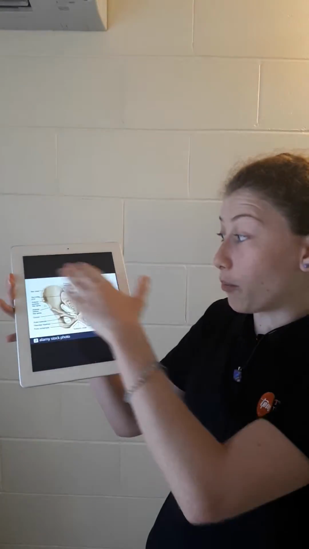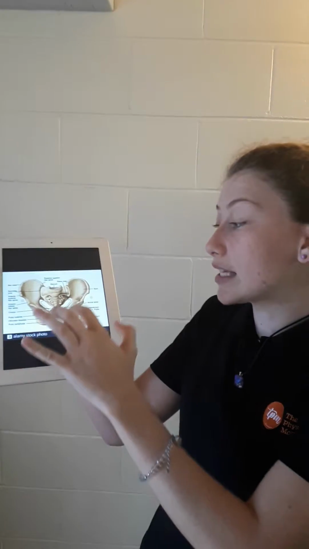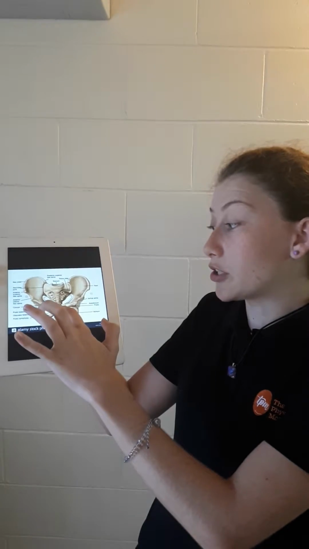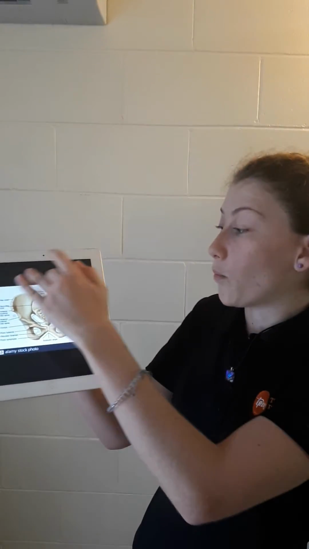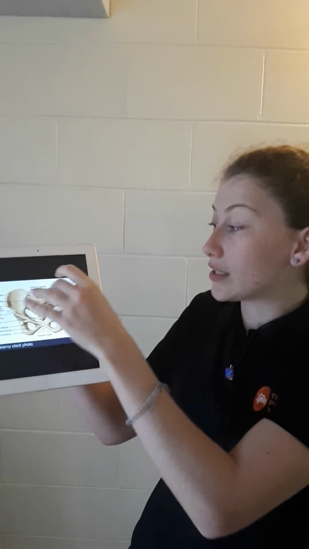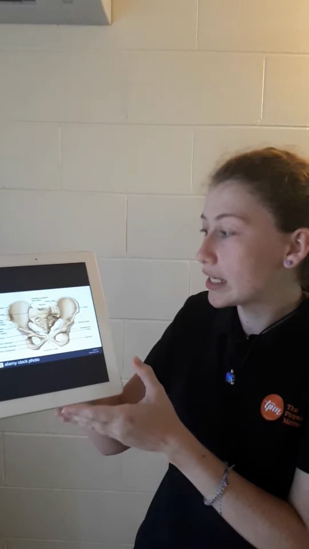The second type I wanted to talk about was the passive mechanisms, which is more our joints and our ligaments. So for example, this is our pelvis, our hip area. We've got joints here, which is our sacroiliac joint, and we've got our pubic symphysis, which is at the front of our pelvis, and each of those are the points where our hip bones meet in the center to connect the two sides of our pelvis.